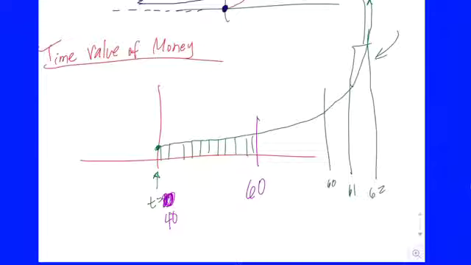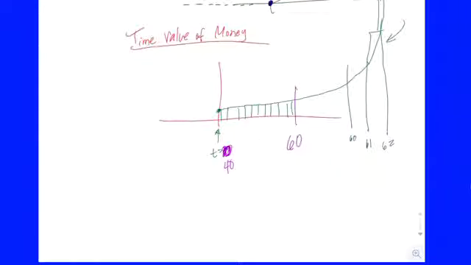So that's just kind of a life lesson. Start saving as soon as you start making money. I started saving for my kids' college education before they were even born, okay? And now my son's in school at Baylor, and I'm very, very happy that I did that. Time value of money, okay?